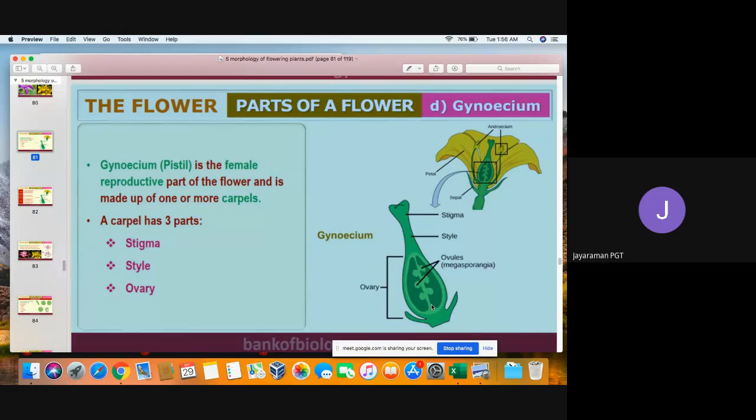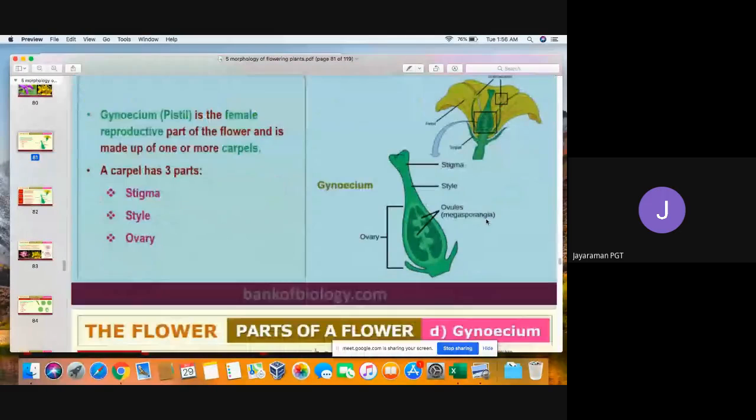That is very important for the exam. The ovary will become the fruit, and the ovule will turn into the seed after fertilization. Pollination, fertilization, then the fruit develops. The ovary develops into the fruit, and the ovule develops into the seed. That you have to know. Okay.